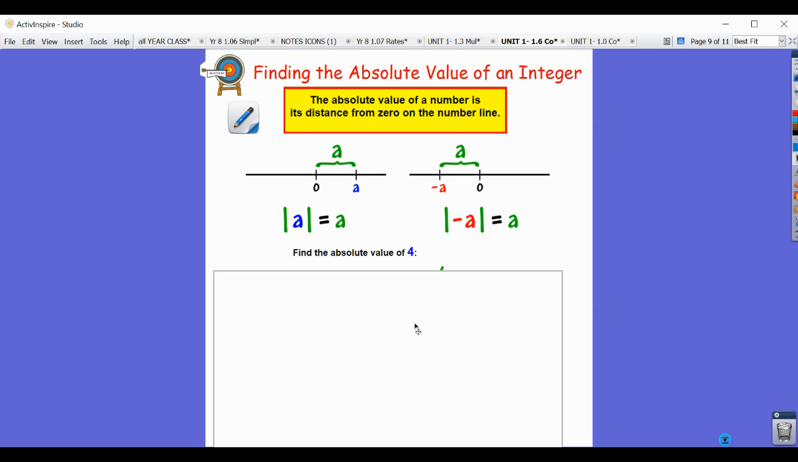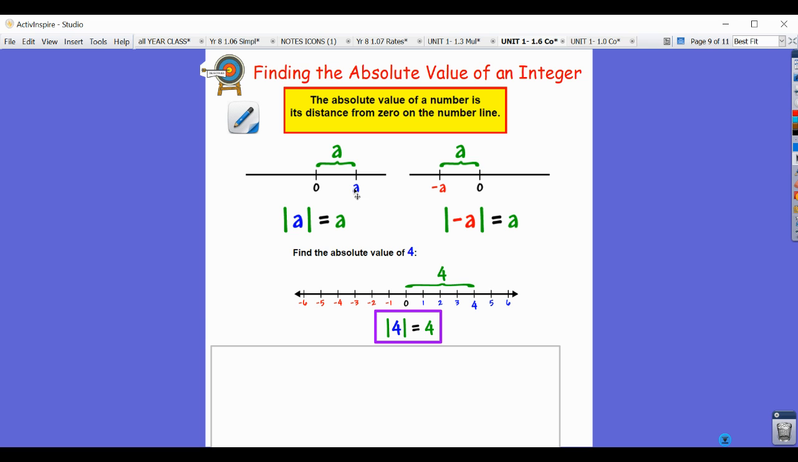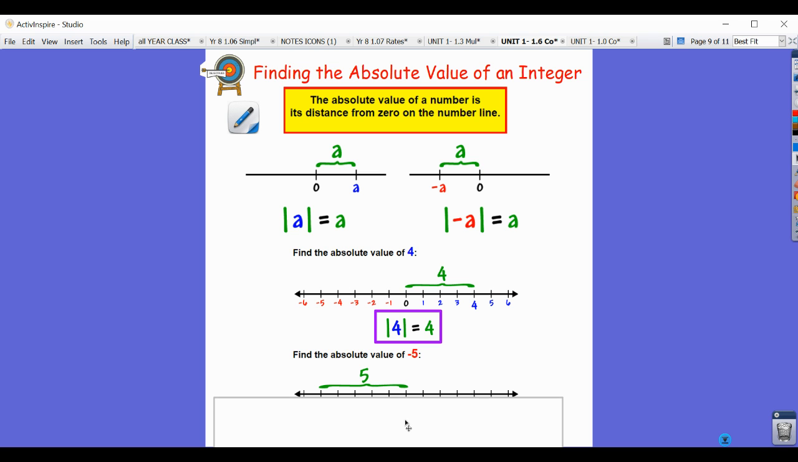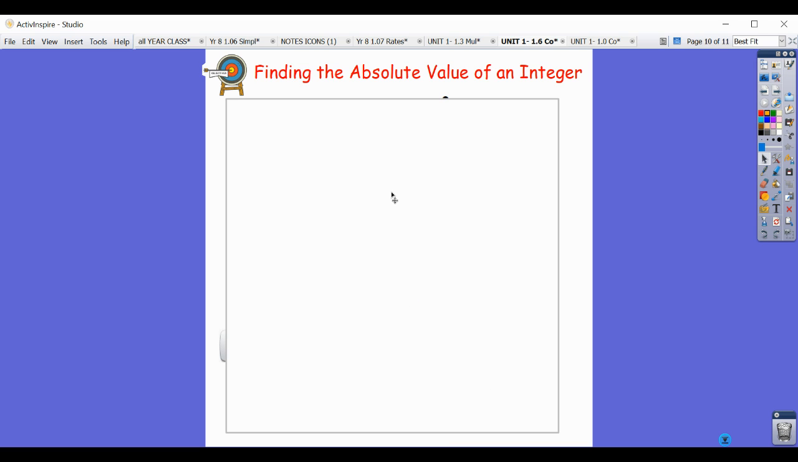So the absolute value of 4, you represent what is the distance between 0 and 4, is going to be 4 units. Okay, this is the number of units. So the absolute value of 4, you represent the 4 with these two parallel vertical lines, is equal to 4. What will be the absolute value of negative 5? Well, what will be the distance between negative 5 and 0? That's going to be 5 units. So the absolute value of negative 5 is going to be 5. Are you happy? This is an easy concept.